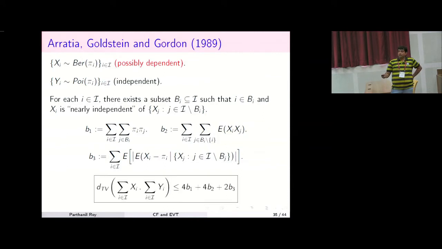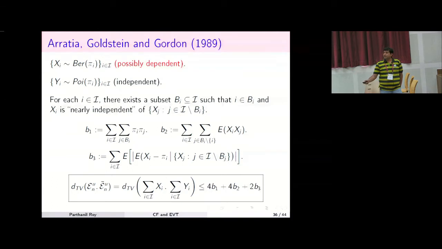The result of Arratia, Goldstein, and Gordon is that the distance between the sum of the dependent Bernoullis and the sum of the independent Poissons is bounded by a linear combination of B1, B2, and B3. So as long as you can keep B1, B2, and B3 under control, you can have a bound on this total variation distance. And note that from the previous slide, this total variation distance between these two is precisely this one in our notation. All we have to do now is bound B1, B2, and B3 separately.